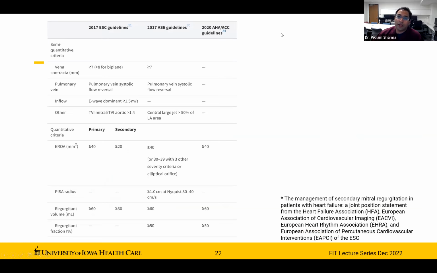So there are a number of different classification guidelines. The 2017 ACC guidelines classify mitral regurgitation as severe if the vena contracta is more than 7, if there is pulmonary vein systolic flow reversal, a large central jet or large jet area more than 50% of the LA area, the EROA being more than 40, and a PISA radius of more than 1 at an aliasing limit of 30 to 40, regurgitant volume of 60, and regurgitant fraction of more than 50. The 2017 ACC guidelines are pretty similar, and so are the 2020 ACC/AHA guidelines.